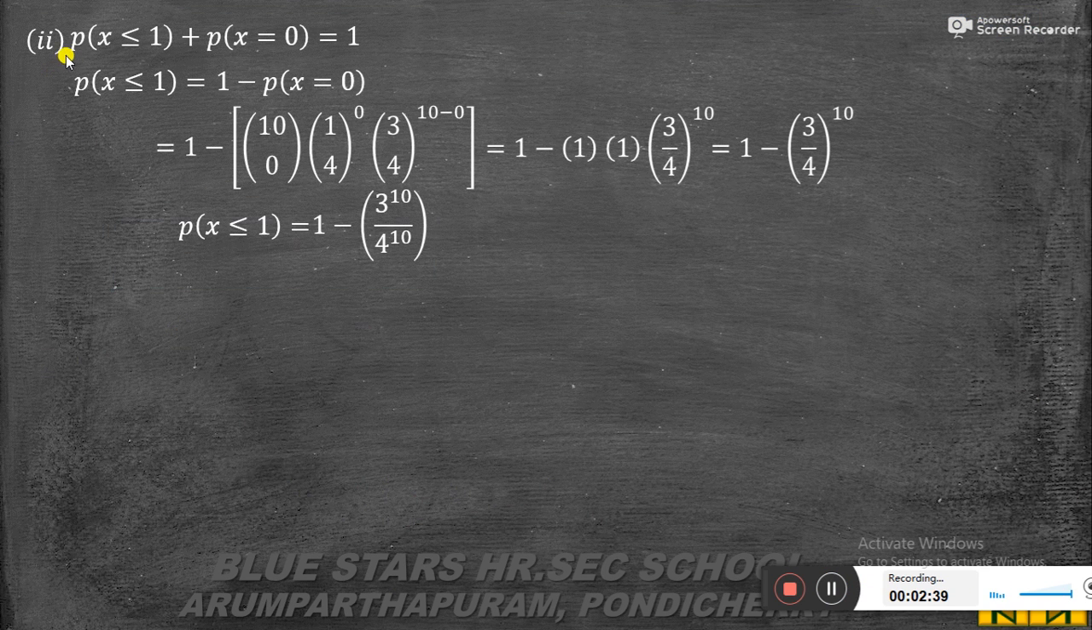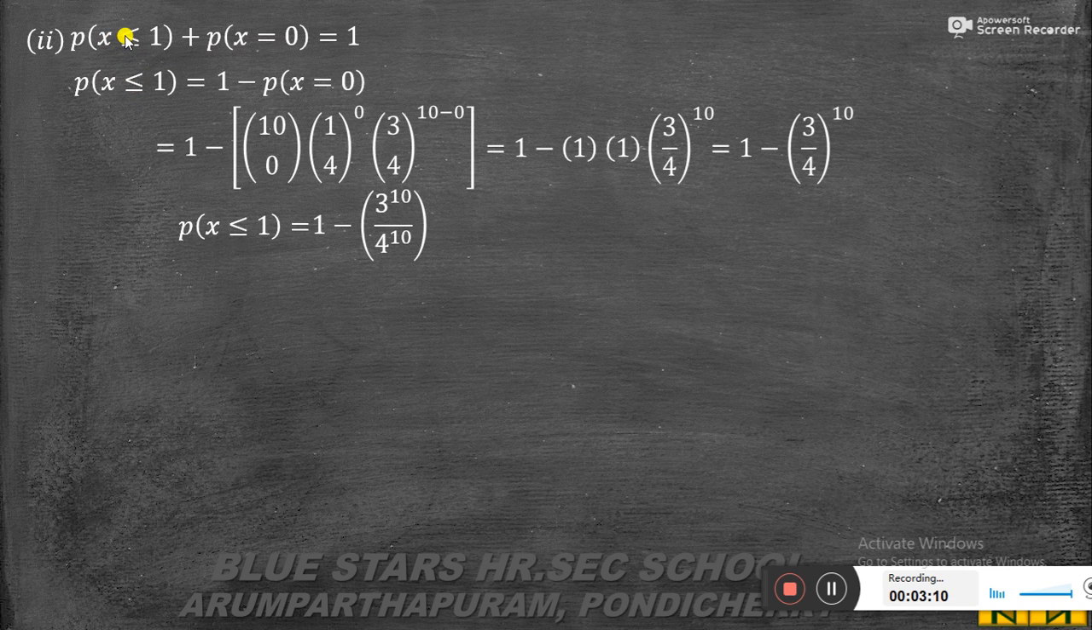Second subdivision. Now they ask about at least one time hit. At least one time means the probability of x greater than or equal to 1. At least means the symbol greater than or equal to will come. At most only we take less than or equal to.